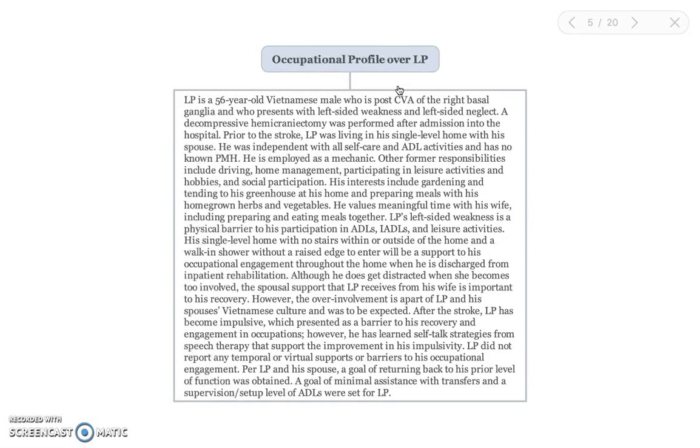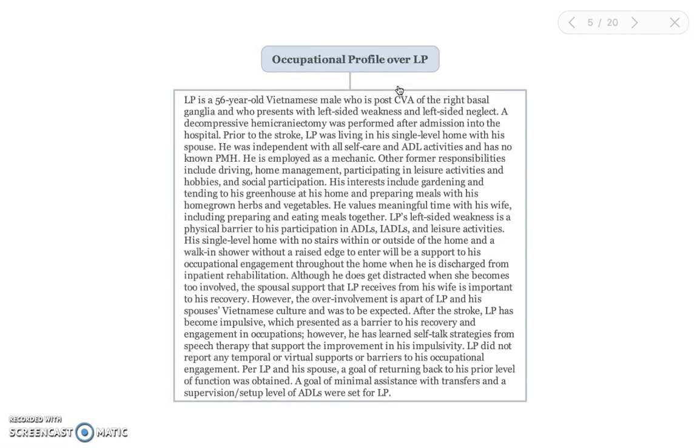His left-sided weakness is a physical barrier to his participation in ADLs and leisure activities. His single-level home with no stairs within or outside of the home and his walk-in shower with no raised edge to enter will be a support to his engagement throughout the home when he is discharged.